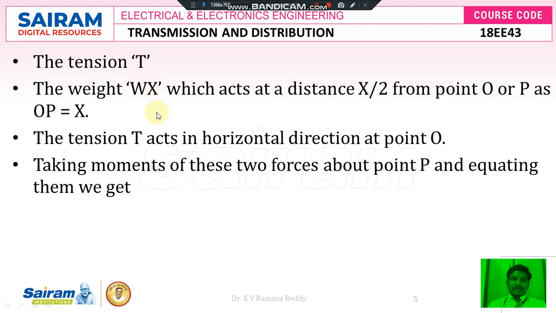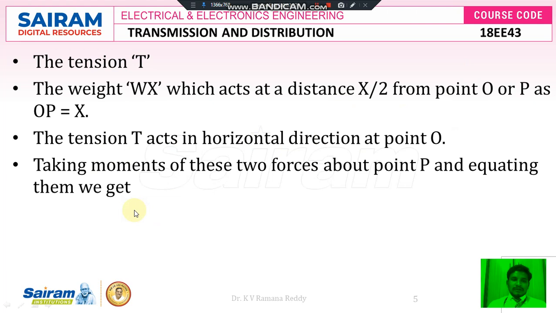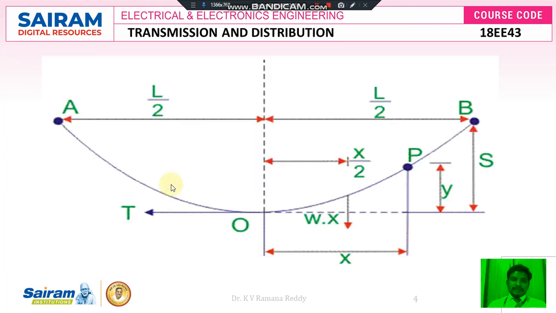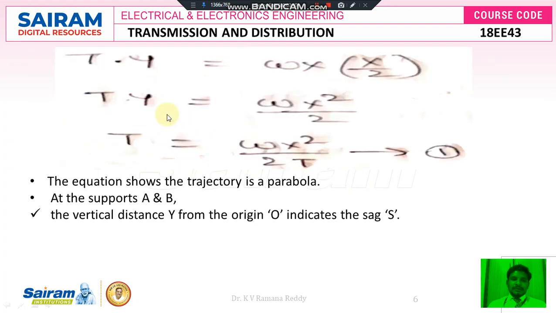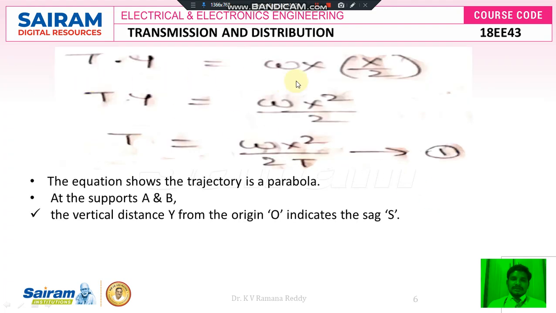Now from this analysis, I would like to write T into Y. Capital T is the tension of the conductor and Y is the sag at point P. So I multiply these two at the left hand side, and the equation becomes T into Y. On the right side, the weight is Wx and the distance is x by 2. So T into Y is equal to Wx into x by 2.